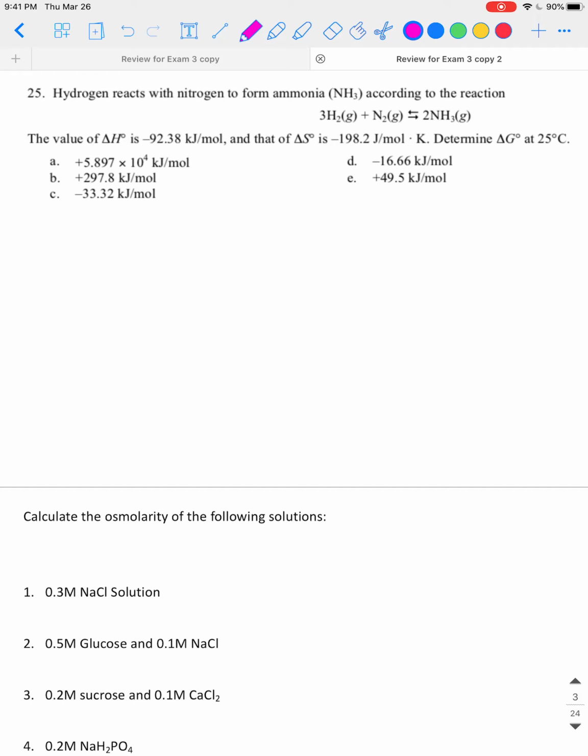Okay, so let's write out the equation for delta G first. Delta G equals delta H minus T delta S. And there are two stipulations before we begin. First thing, temperature has to be in Kelvin units.